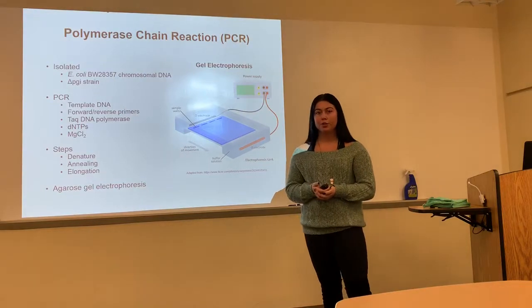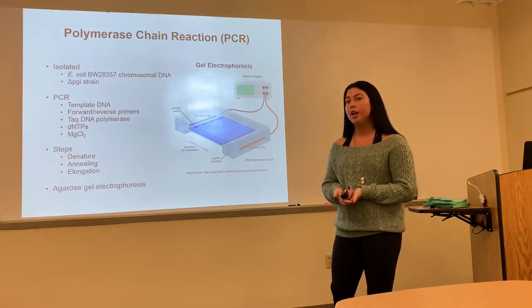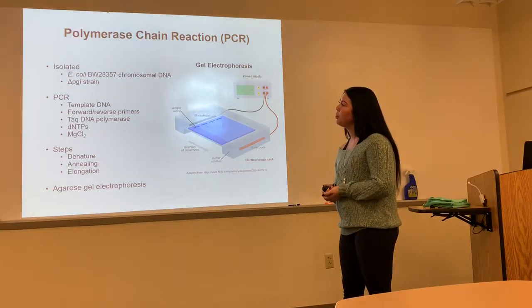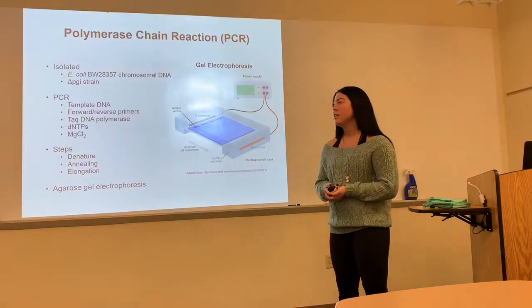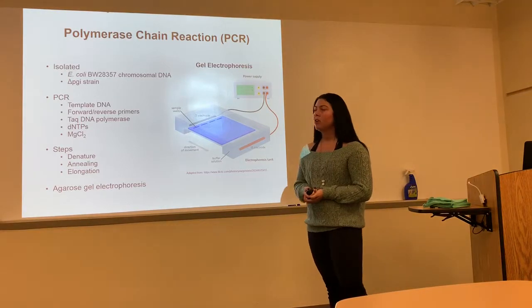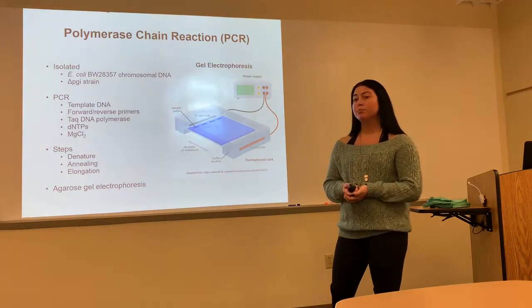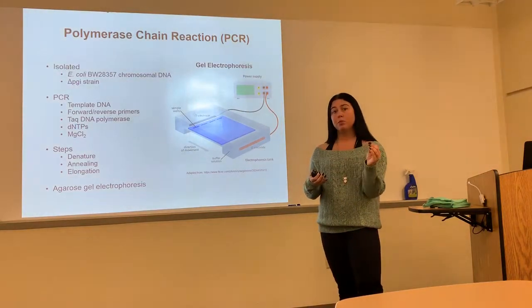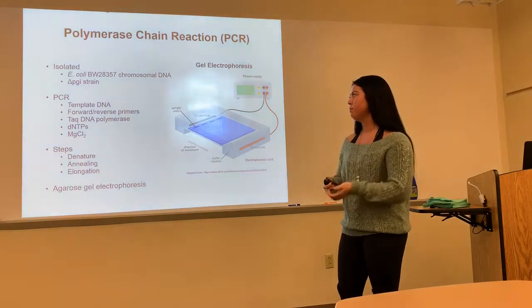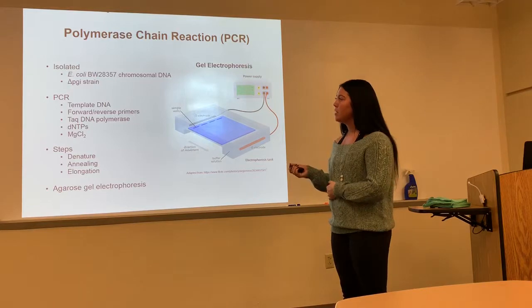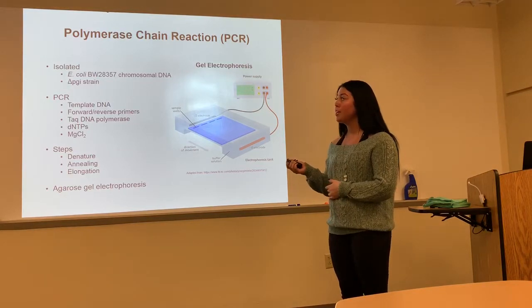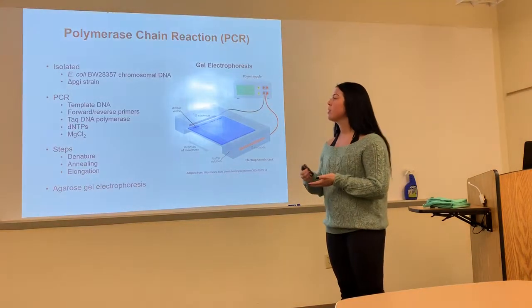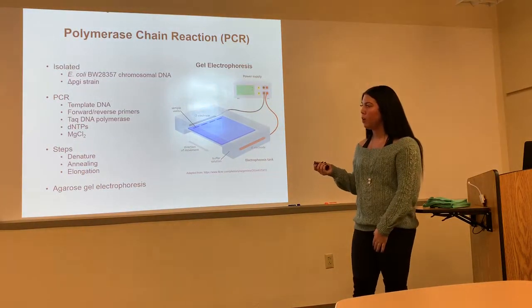The first method used was PCR, or polymerase chain reaction. They wanted to isolate the E. coli BW28357 chromosomal DNA and also isolate the PGI depleted strain. So they wanted to use the one that they removed the PGI gene. They wanted to isolate that. Here I have listed the important items that are needed for a PCR reaction to be done correctly. So I thought I would just put those up there as well.